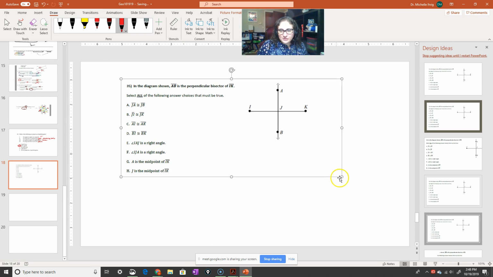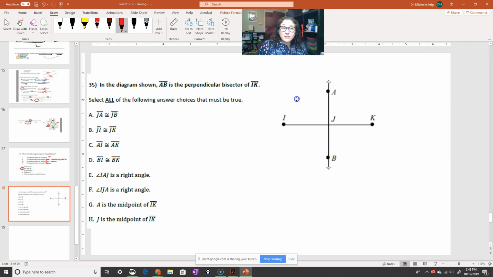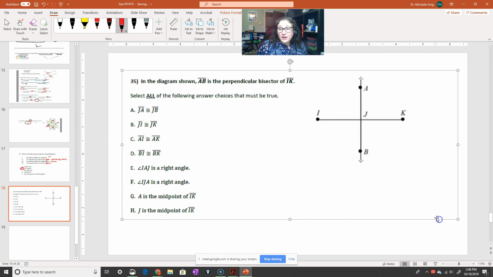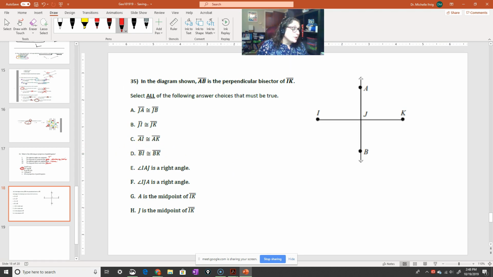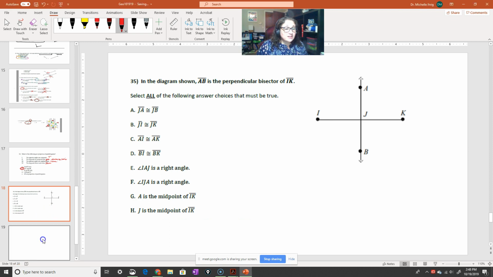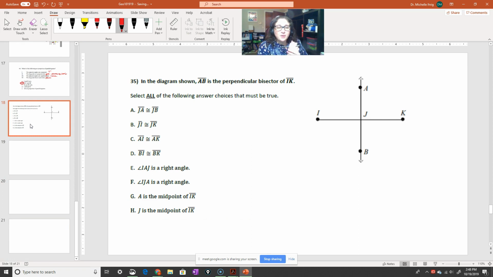Okay, let's take a look at the next one. The next one's got a lot of stuff to it. We're going to be selecting all of them that are true. This is one example of how you would have a question that had like a construction in it. So you're not doing the construction, but we're still considering the construction in the context of the math problems. Okay, select all of the following answer choices that must be true.